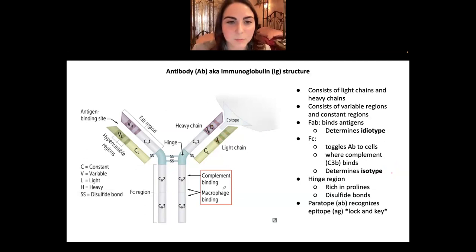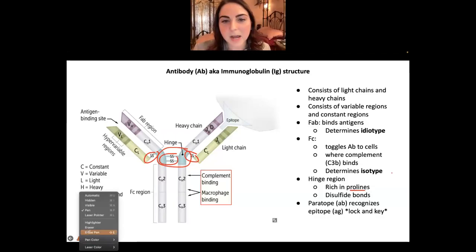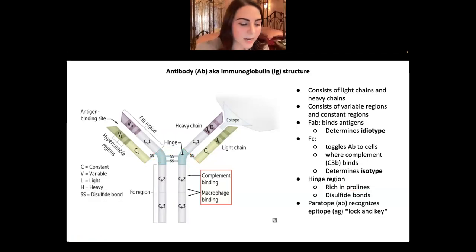And then we talked about this briefly on Tuesday, but the hinge region, this is very, very rich in prolines. This is your biochem tie-in, and the prolines are kind of what allow it to shift around if it needs to. And then there's these interchain disulfide bonds. So you can see them here, here's some here, here's some here, and here's some here. So there's always disulfide bonds between these chains holding them together. And then as I mentioned, the paratope on the antibody is recognizing the epitope on the antigen. And this is going to fit in, for the most part, a lock and key kind of fashion.